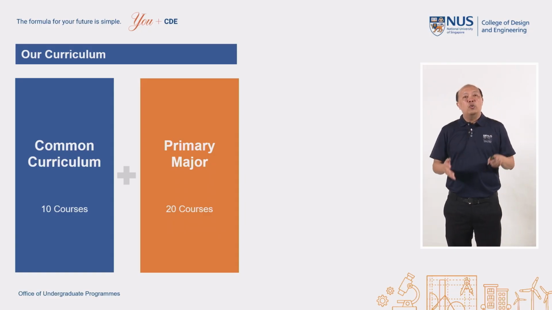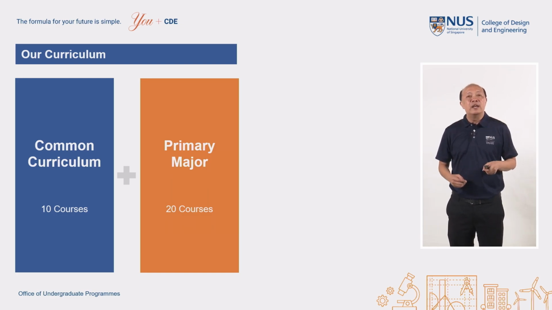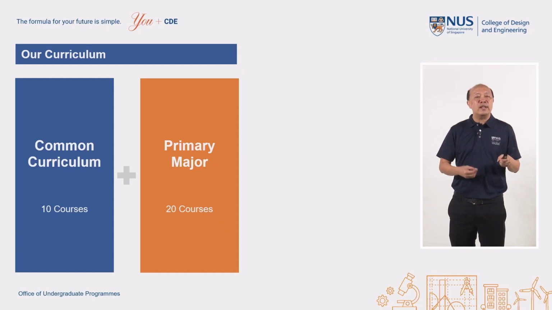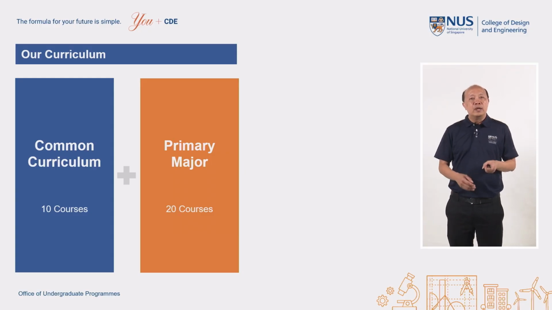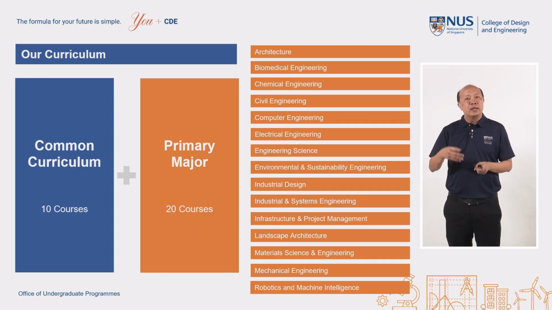So we have a common curriculum that's made up of 10 courses, and the purpose of these 10 courses is to teach engineering and design students 21st century competencies, to give them enough tools in their toolbox, right, so that they are able to participate in any project that they work on, or any roles that they play when they go out to work. Then after the common curriculum comes the primary major. So the primary major, we have actually 15 of them listed down here. 3 of them are design courses. The other 12 are more related to engineering.